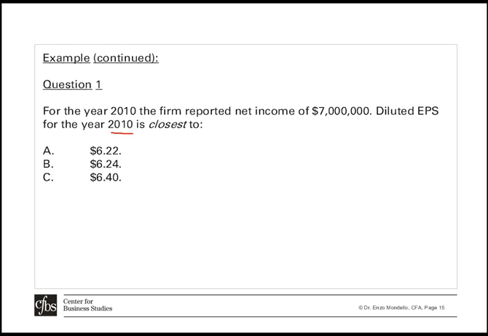Well, we know about the steps that we have to apply. The first step is we have to calculate first basic EPS. So let's do that. That's a quite straight calculation in this example. So basic EPS will simply be net income. So we have a net income of $7 million. And we have to deduct from it the preferred dividend payment.